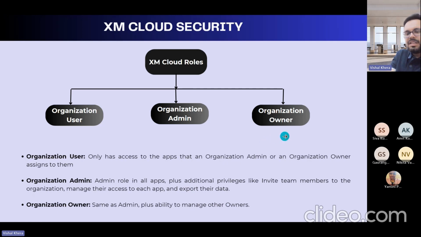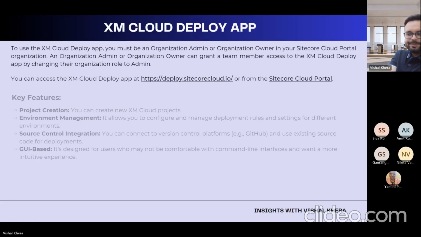Then we have owner. Owner is the one who can manage admins and users both. Plus, an owner is able to manage other owners as well. Like if we have access to the cloud portal and there are two owners, and one person is leaving the organization, we want to make someone else an owner instead of that person. That permission belongs to the owner. So an owner is able to access owners, admins, and users; everything an owner will be able to access. So this is about XM Cloud security.